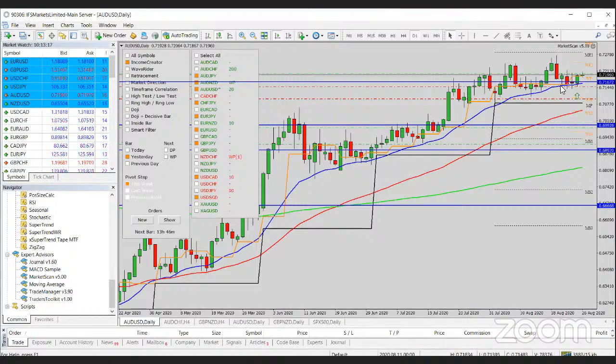So I am still in this to the upside, but I am definitely cooling off my entries. I'm not entering with as big positions as I was all the way down here.